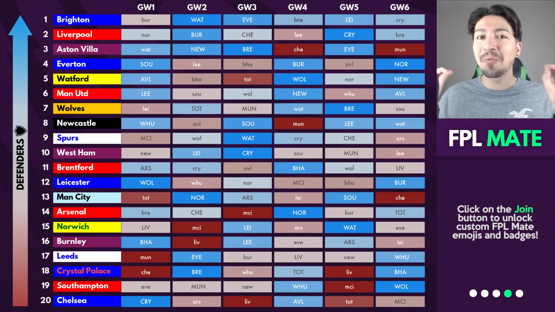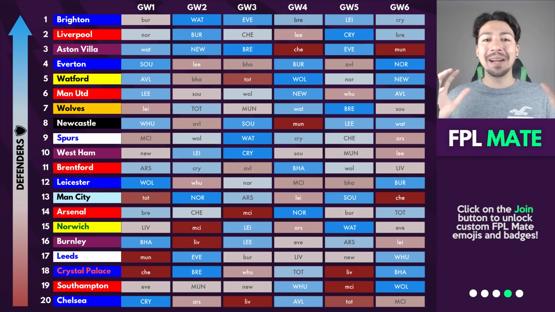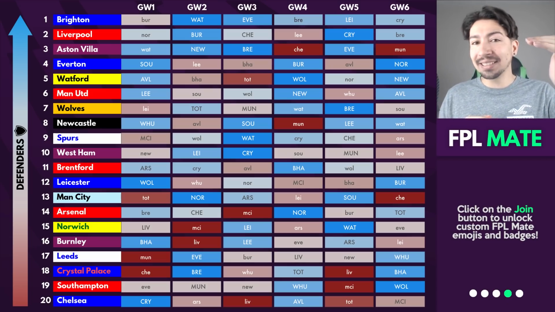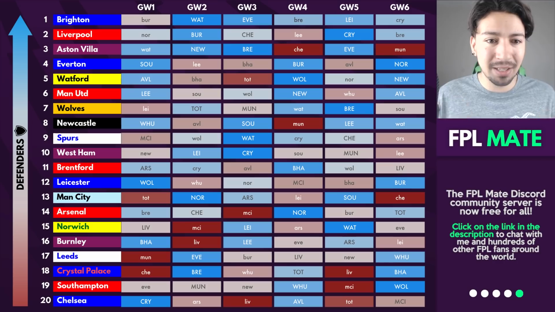This is what I'm saying. This is the right way to use fixtures. This is the right way to do it. Look at them in two factors. How good are the offences and how good are the defences? That's kind of what we're looking at here.